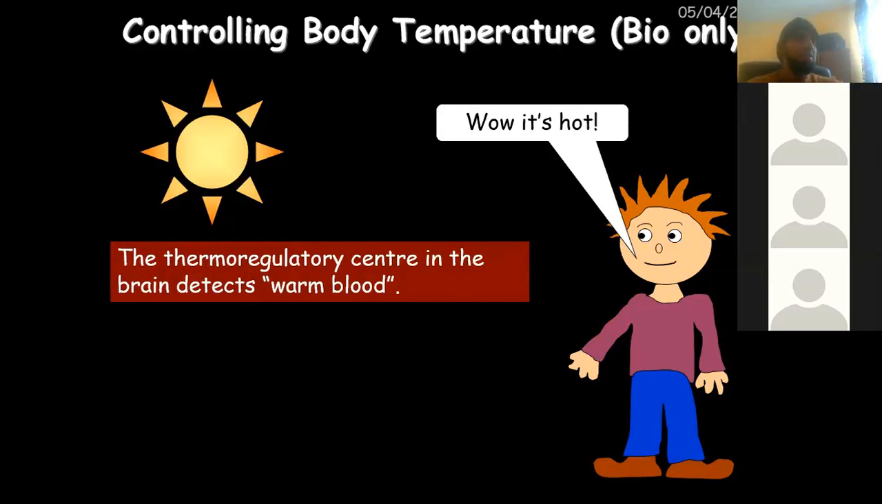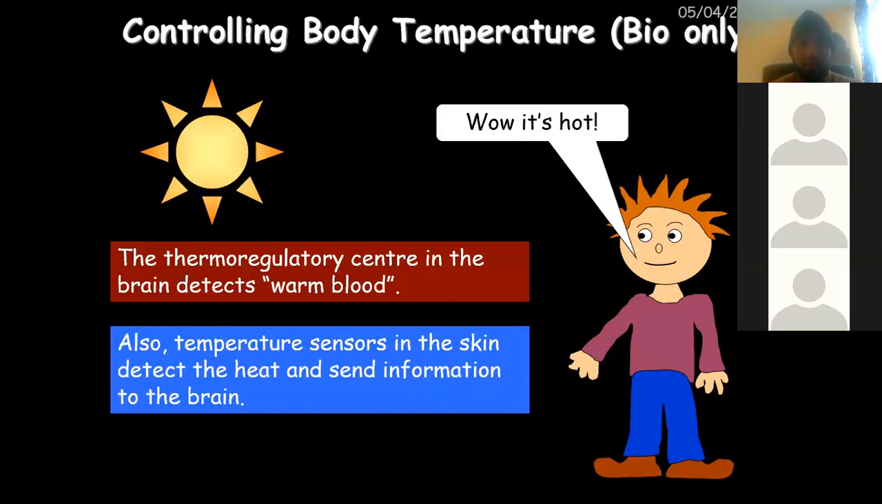Those sensors then send a signal to our brain. Our blood also warms up. When it's hot outside, our blood warms up. As our blood becomes warmer, it passes through all of our body. It's going to end up passing near our brain. And due to that, your brain can detect warm blood. So the thermoregulatory center in the brain detects warm blood.